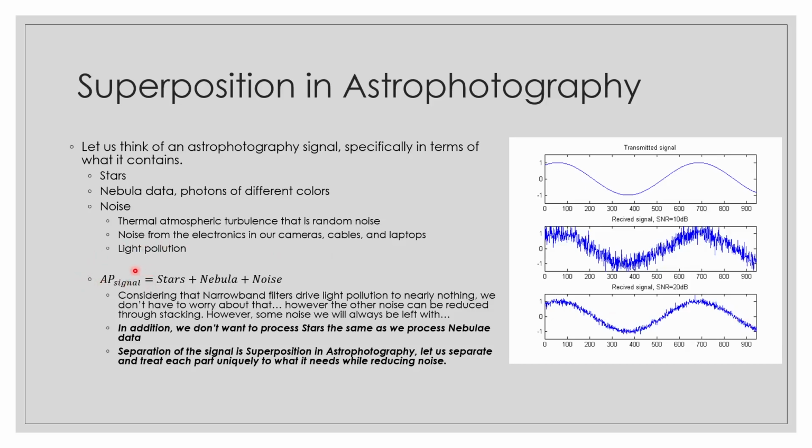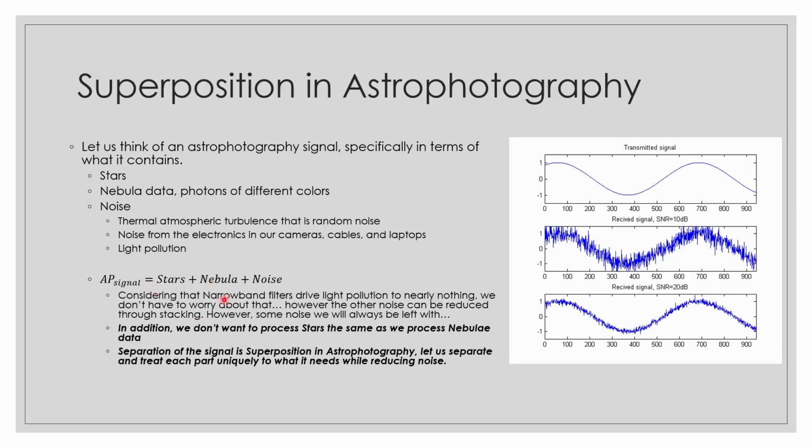And so I like to think of my AP signal as an equation. It's equal to some star data plus nebula data plus noise. We know that a lot of noise, like from light pollution, well, a narrowband filter takes care of that. And if we stack many sub-exposures, that also lowers the noise from atmospheric turbulence as well as additional light pollution. And so we can really minimize a lot of those terms. However, we can't get rid of all of the noise in our electronics and so forth. We just can't stack an infinite amount of sub-exposures to drive our noise completely as low as possible.